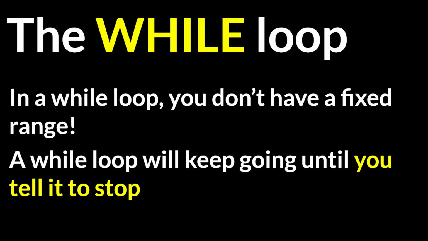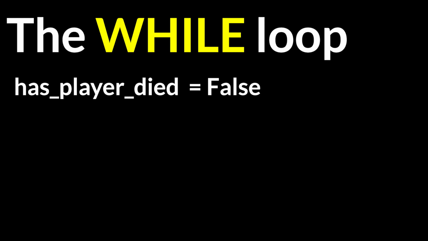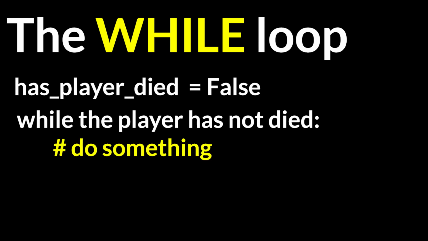Now this is very useful in games, for example. Let's say you wanted to run something while your player was alive. How would you do this? Well, you can use a while loop. You can firstly create a Boolean variable that stores whether or not the player has died. So we'll call that has player died. And then you can say, while the player has not died, do something. Now what you do doesn't really matter, but what matters is that you're making a while loop.